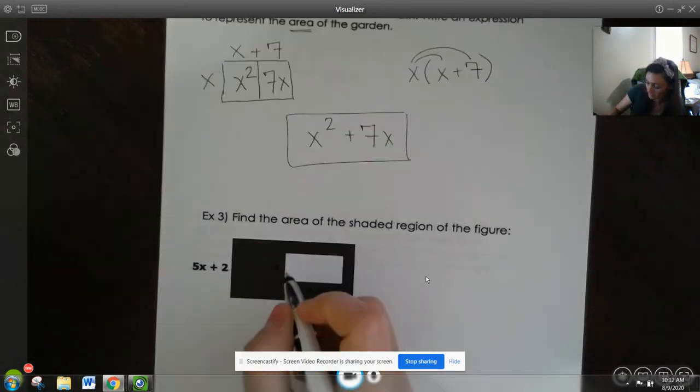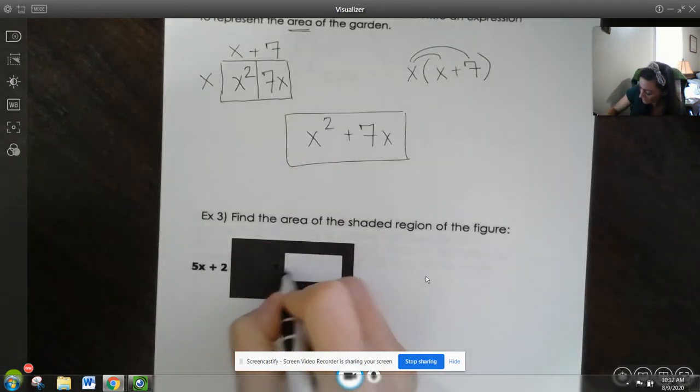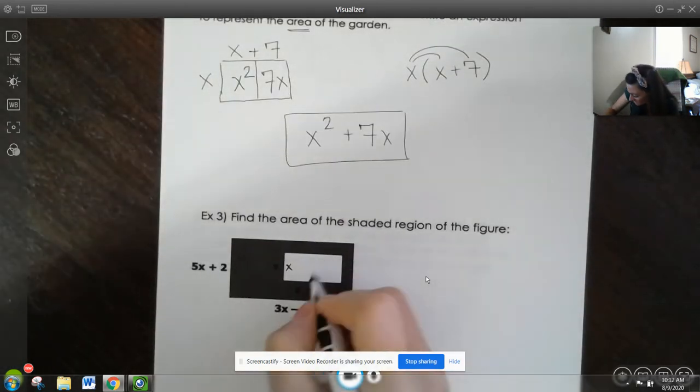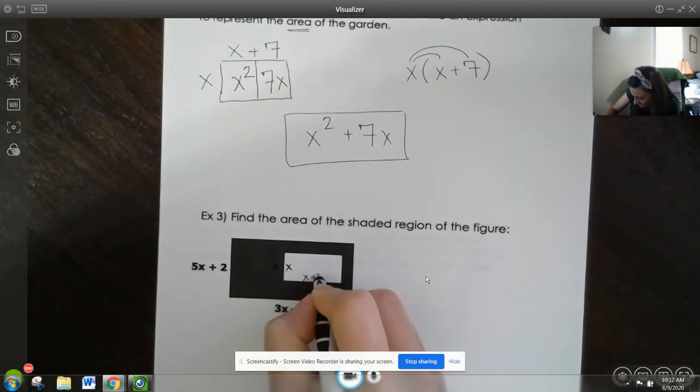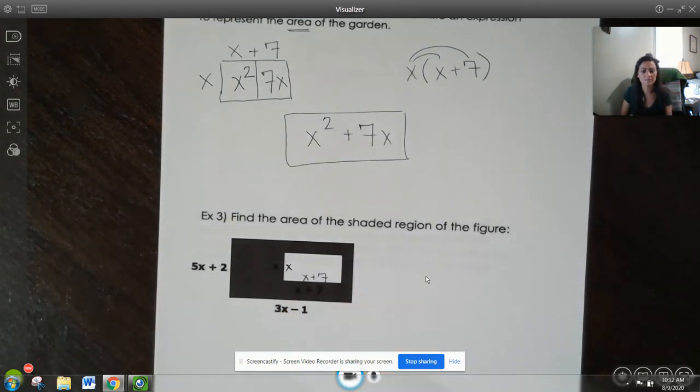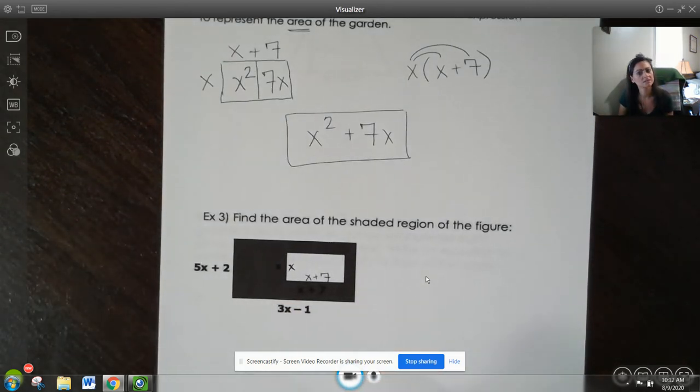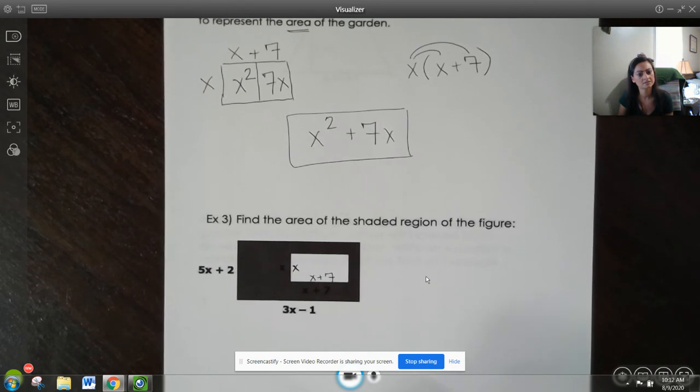Did a very terrible job printing that. So this side here is x. This bottom side is x plus 7. Apparently my printer just wasn't feeling like working very well with me today. So our goal is to find the area of the shaded region.